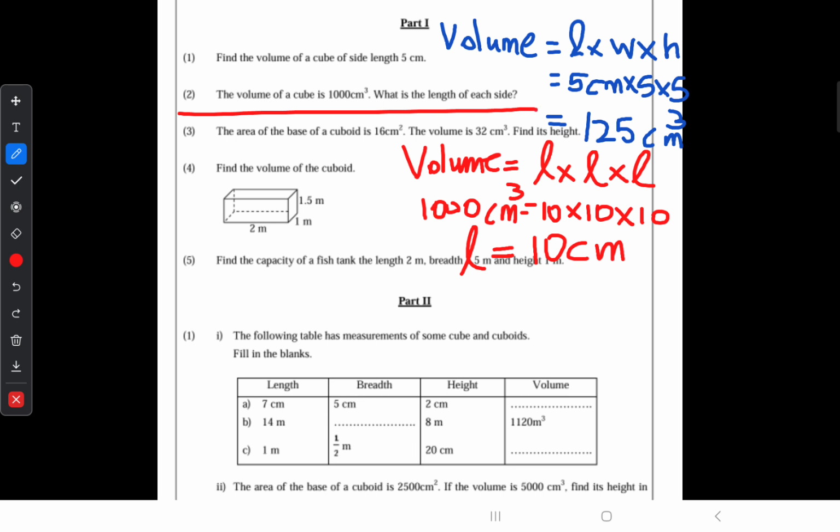Because the volume is given, that is 1000, length into length into length, because all those are equal. So we can conclude like that. We have to use the same number to multiply thrice. 10 into 10 into 10 will give you 1000. So the length of a side of that given cube is equal to 10 centimeters.